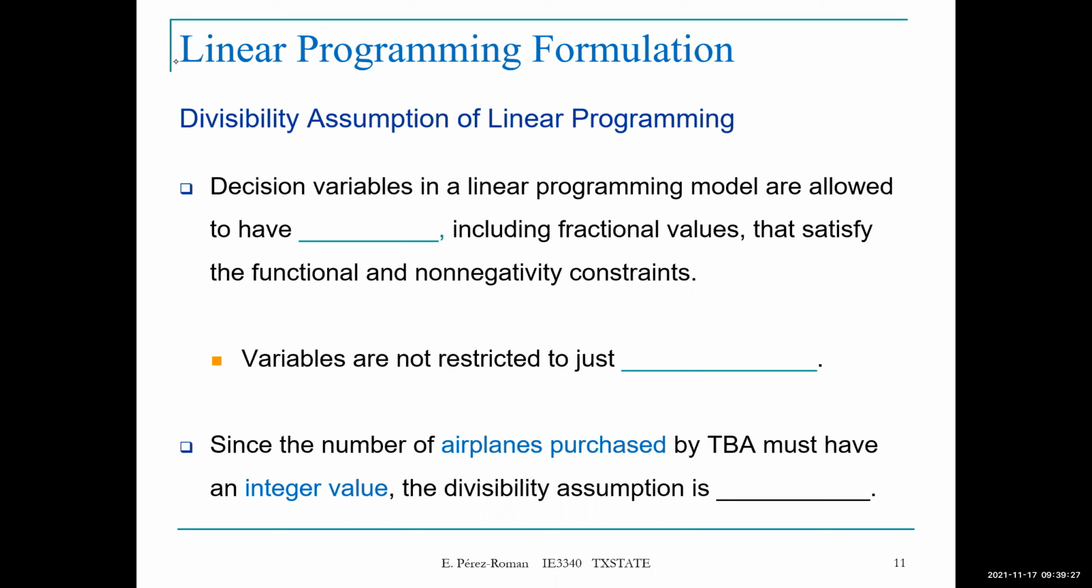So in the linear programming formulation, we have this divisibility assumption of linear programming. Decision variables in a linear programming model are allowed to have any values, including fractional values, that satisfy the functional and non-negativity constraints. Variables are not restricted to be integer values. And in this problem, since the number of airplanes purchased by TVA must have an integer value, the divisibility assumption is violated. Okay, so now we need to fix this problem. So how do we make this model provide us with decisions that are practical in the sense of knowing, okay, this is exactly how many airplanes, or this is the strategy that I should follow.